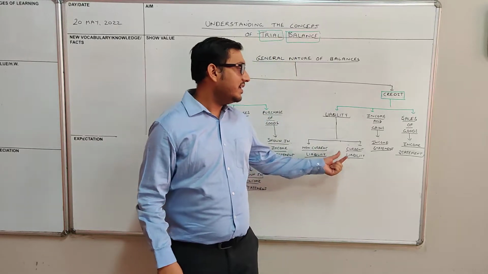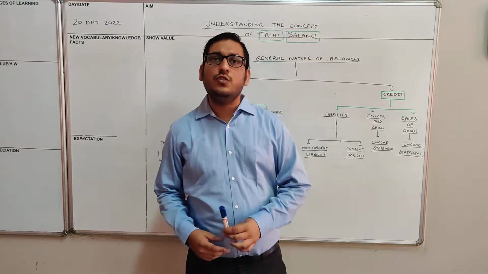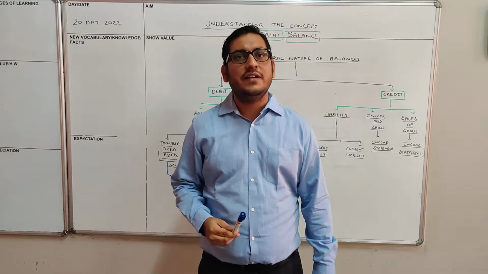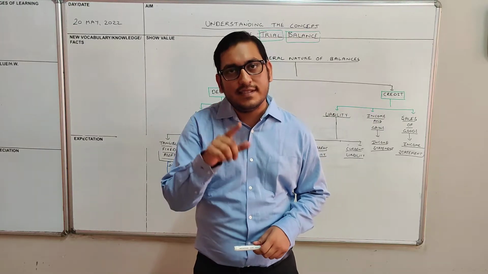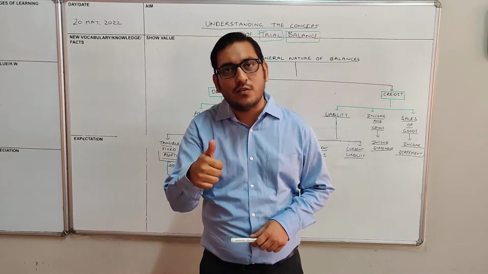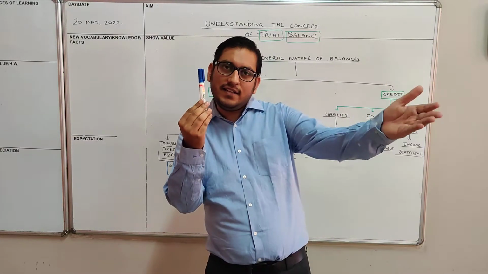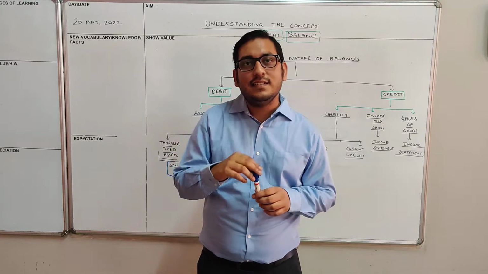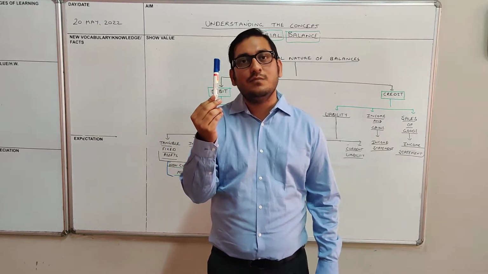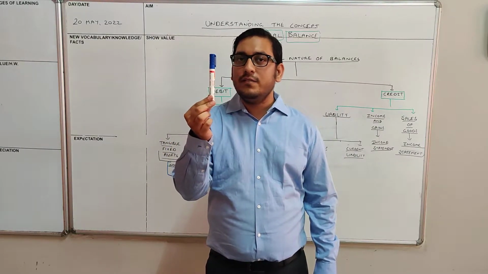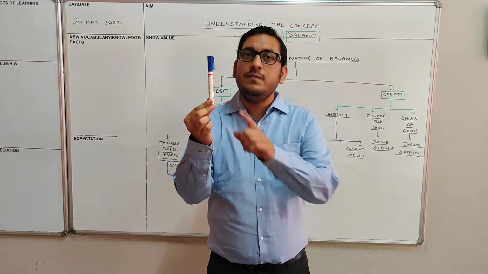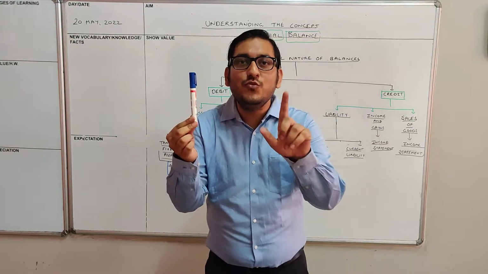Then it will become a current liability. If I purchase these goods on credit, what entry will we make? Purchase account debit, creditor account credit. In our last example, if I purchase this marker from Mr. Jitu, what entry will I make? Purchase account debit, Jitu account credit.